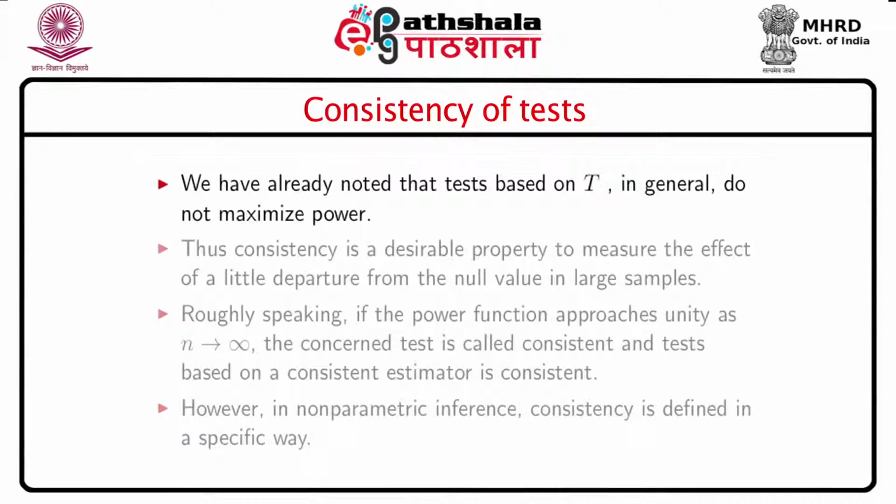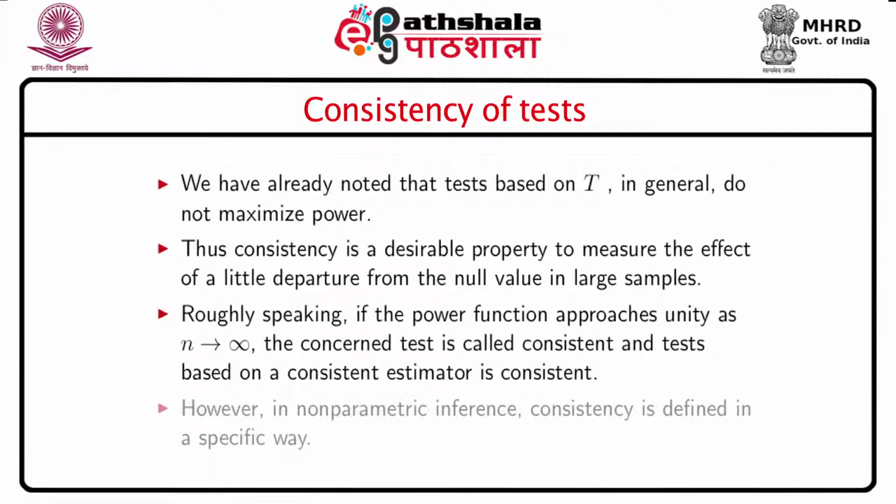Non-parametric tests are often developed from intuitive justification, and hence they are far from being optimal. Consistency in this context is therefore an important concern to measure the sensitivity of the test to a little departure from the null value in large samples. Roughly speaking, if the power function approaches unity as n tends to infinity, the concerned test is called consistent. In fact, as we increase n, we get more and more information and hence our decision is likely to become more accurate. However, in non-parametric inference, consistency is defined in a specific way.